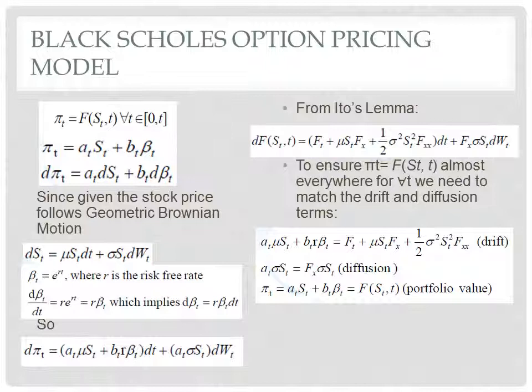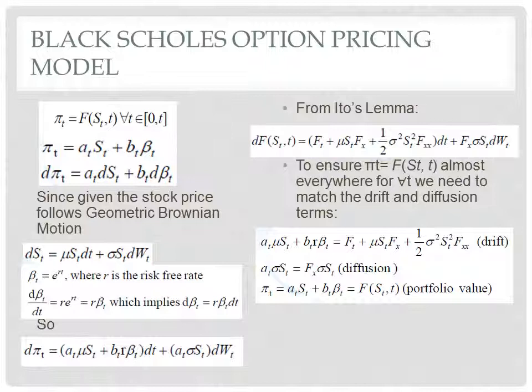So from Π_t equals a_t S_t plus b_t beta_t, we also can get dΠ_t equals a_t dS_t plus b_t d beta_t. And from the given stock price, we can get dS_t, this function, and we can also know that because beta_t is the risk-free asset value, we can get d beta_t equals r beta_t dt. So we can transform the dΠ_t to the function at the right below the screen.